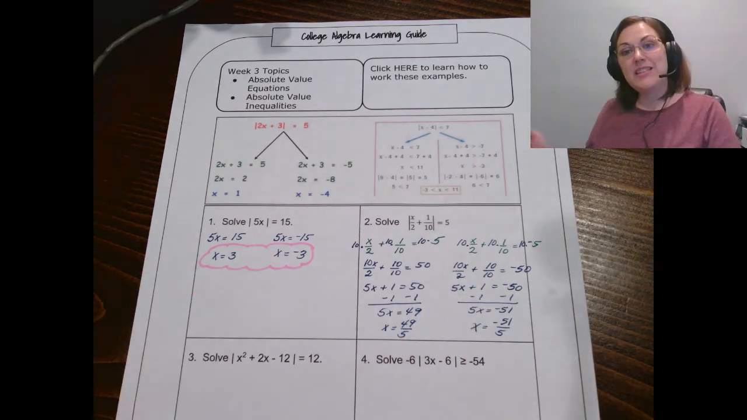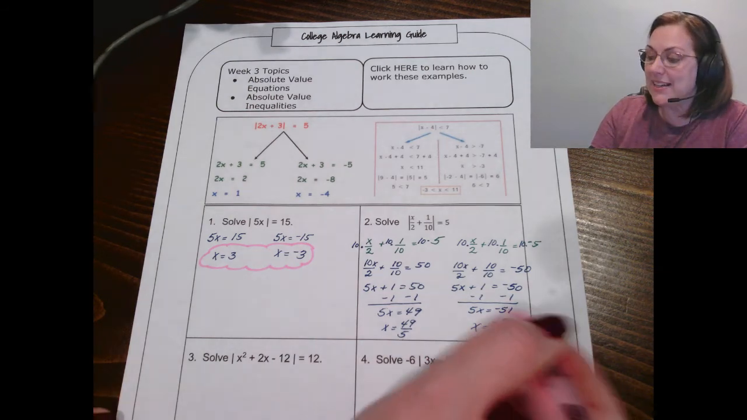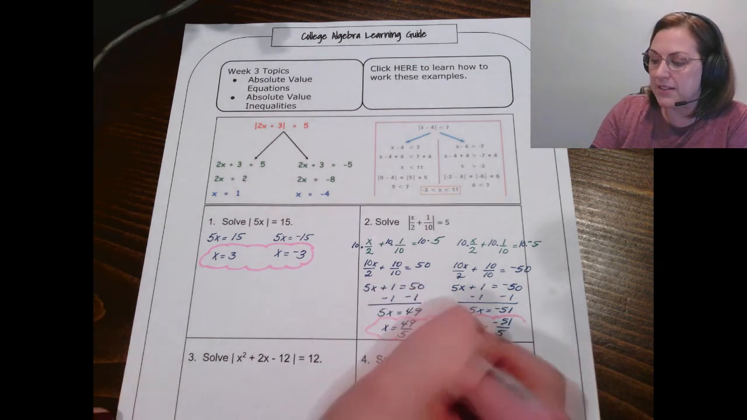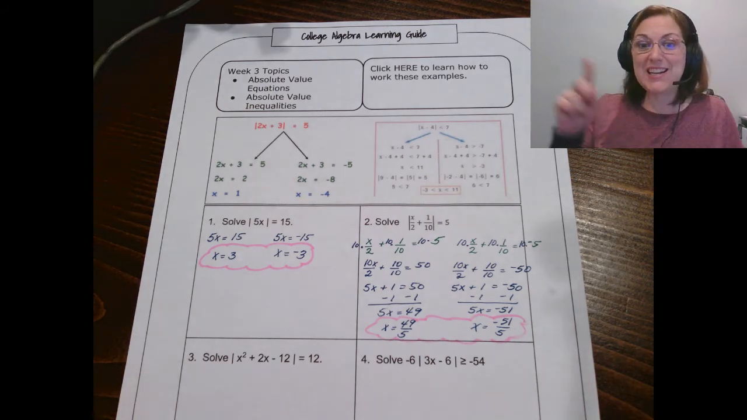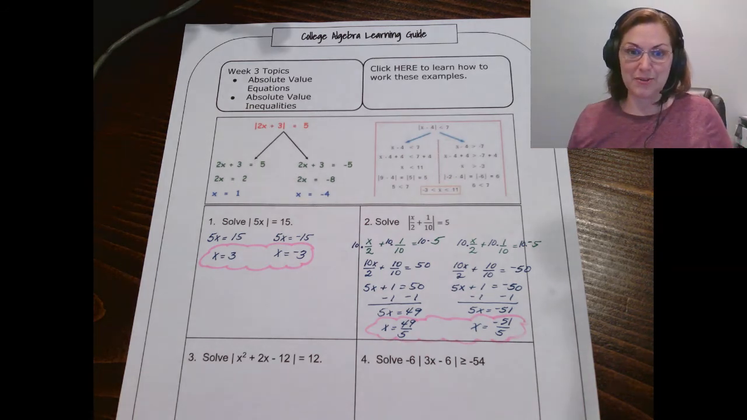So you can see in this problem, it's a case where we didn't get the same number, one positive, one negative. We did get a positive and a negative answer. We just didn't get the same answer on both of those.